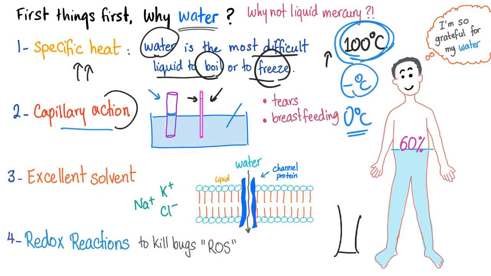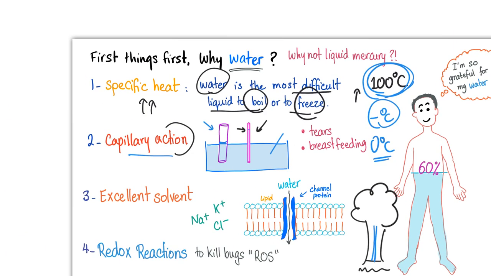This is how trees, which are very tall, get water from the soil. They have very thin capillaries like this. I don't know what they call them. And they pull water up.